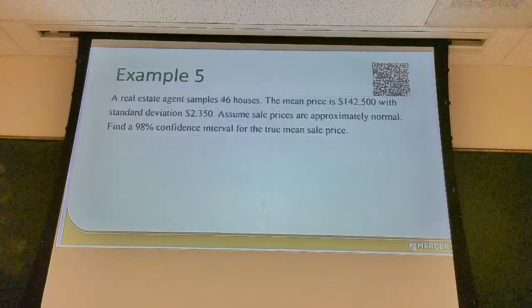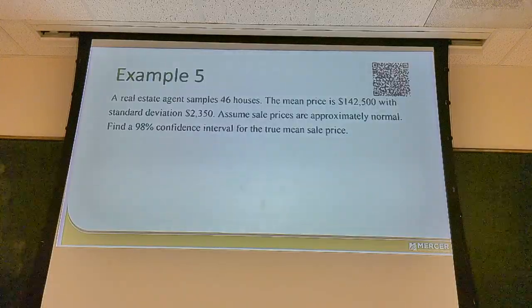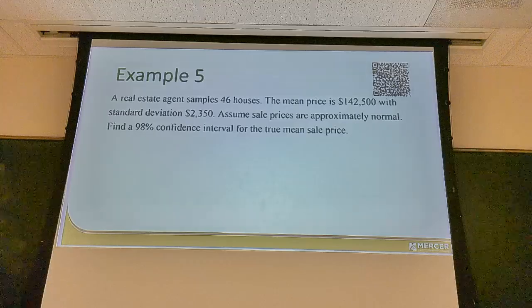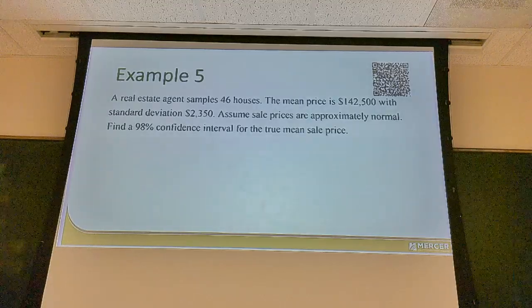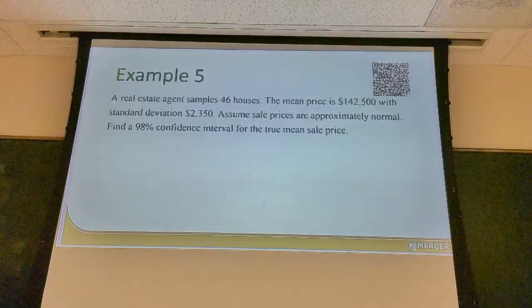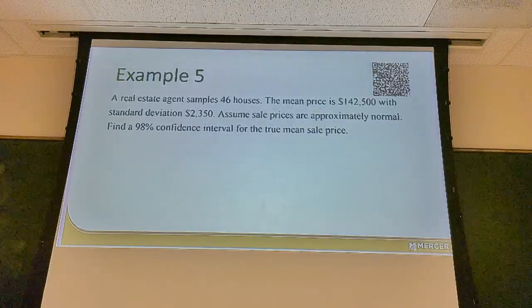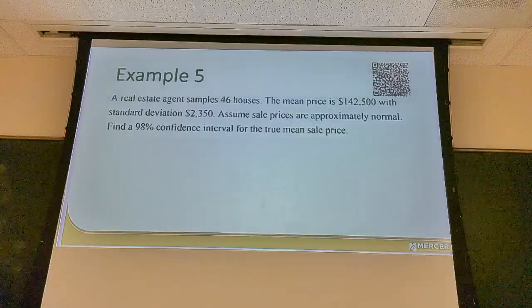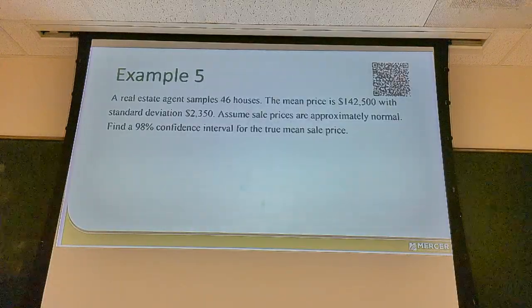A real estate agent samples 46 houses. The mean price is 142,500, with a standard deviation of 2,350. Find a 98% confidence interval for the true mean sale price of houses.